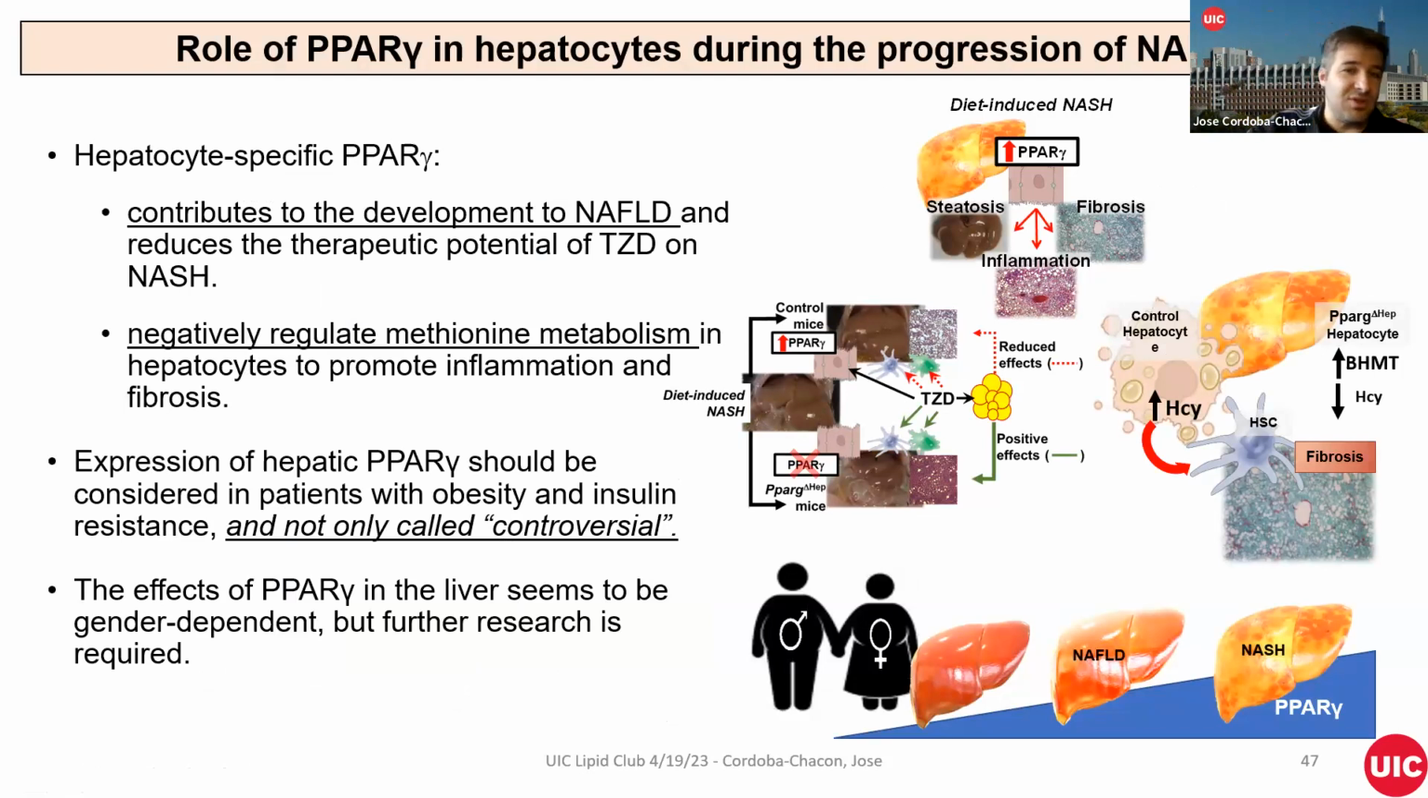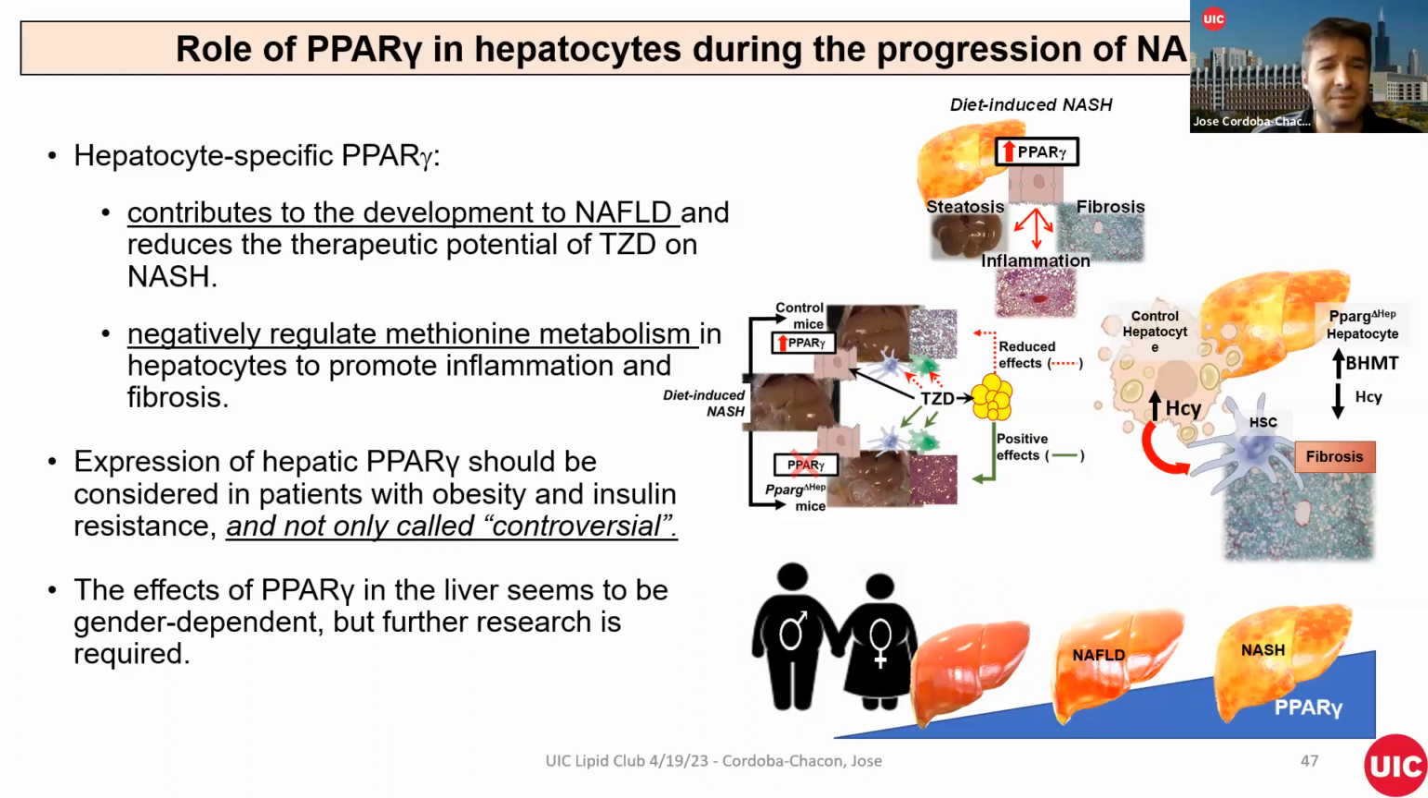Not only that, it also reduces the development of other features of NAFLD and increases the positive effect of TCD treatment. So insulin sensitization is better if PPAR gamma action in hepatocytes is blocked. And we think that could be because PPAR gamma is a negative regulator of methionine metabolism, and this is what we are studying right now in my lab.